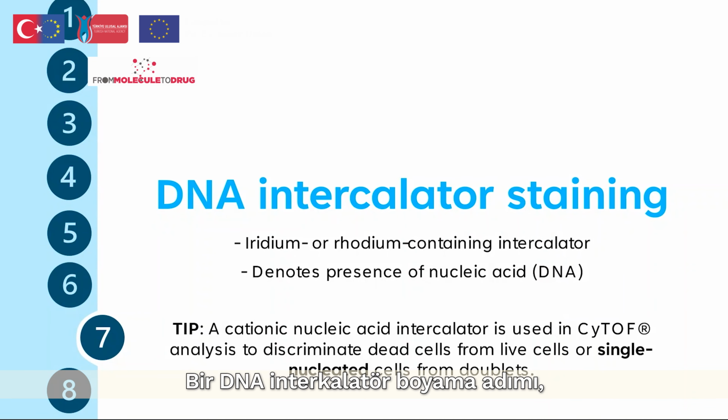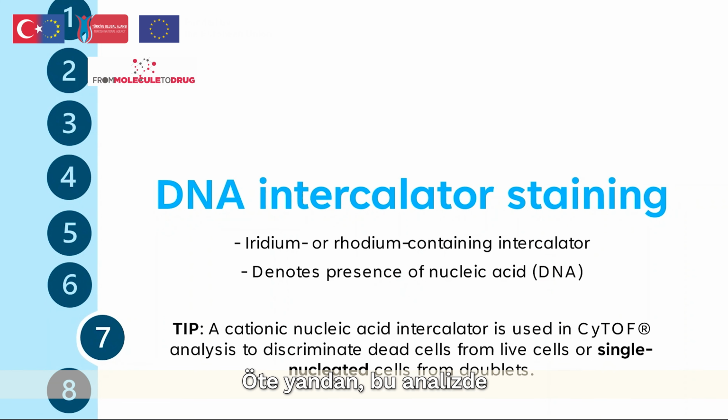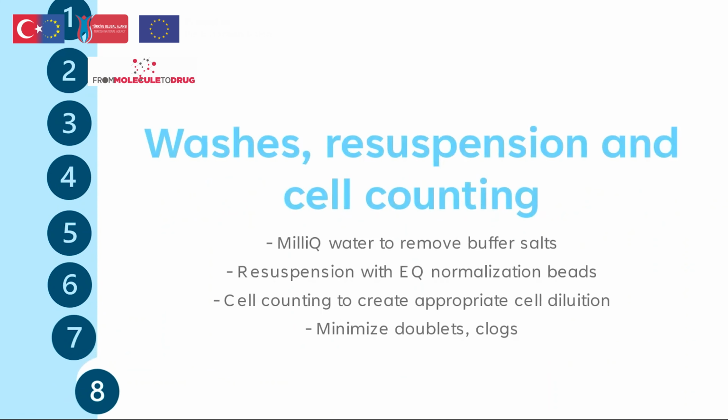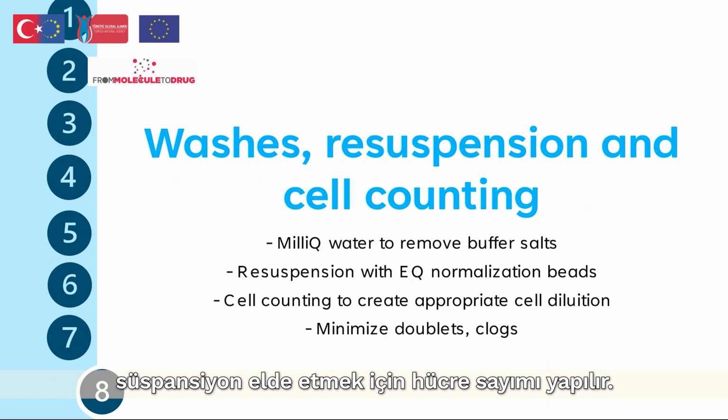The inclusion of a DNA intercalator staining step holds significant importance in discerning individual cells from debris, aggregates, and other non-single cell entities. On the other hand, in flow cytometry analysis, forward scattering and side scattering are employed to identify cells. After staining and washing steps, cell counting is performed to achieve an appropriately diluted suspension.